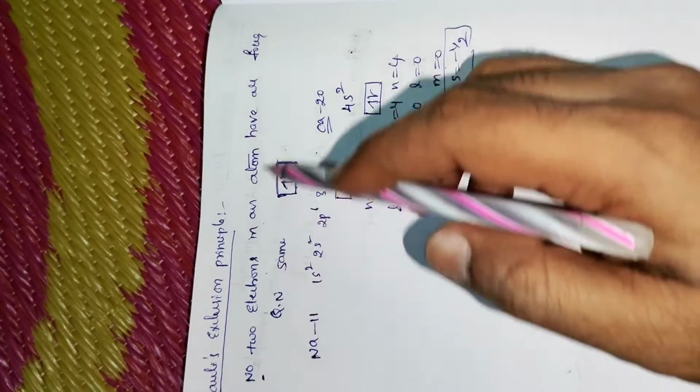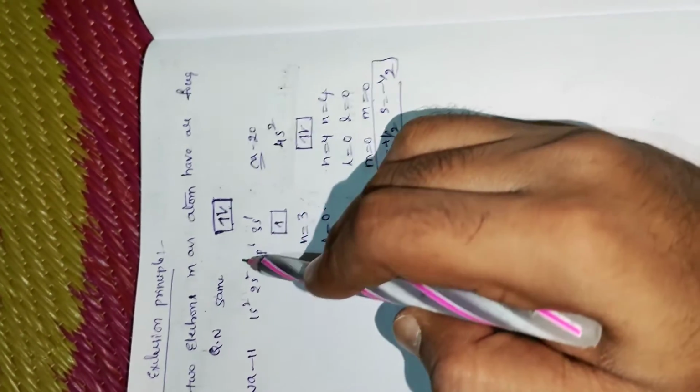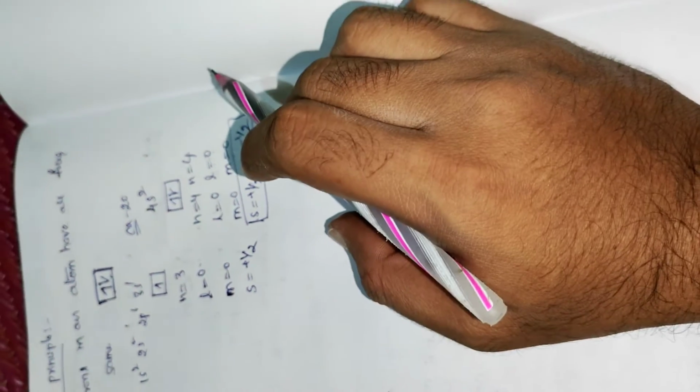No two electrons in an atom have all four quantum numbers the same. The spin must and should be different. This is the Pauli exclusion principle.